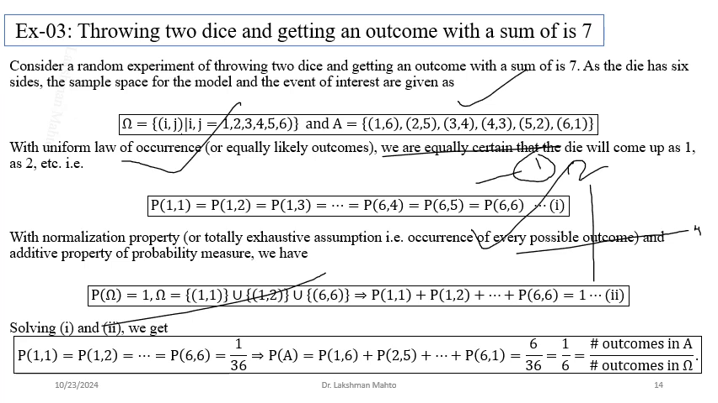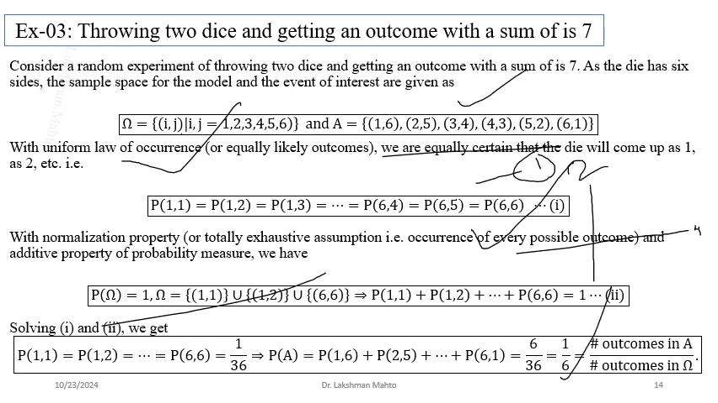So it would be 1 by 36. How many times are we adding? We are adding 6 times. So it would be 1 by 36 plus 1 by 36 plus 1 by 36, it will go up to 6 terms. So it would be 6 by 36, and if you simplify, you are getting 1 by 6.